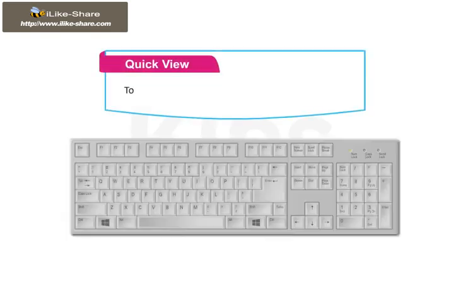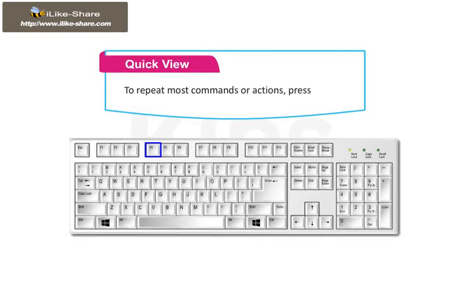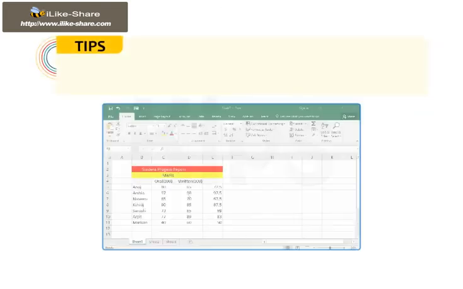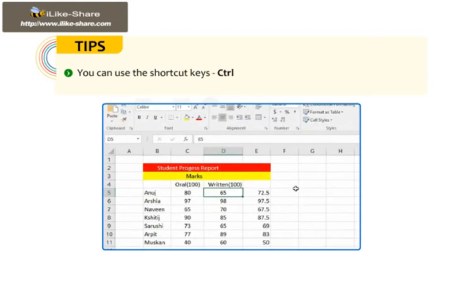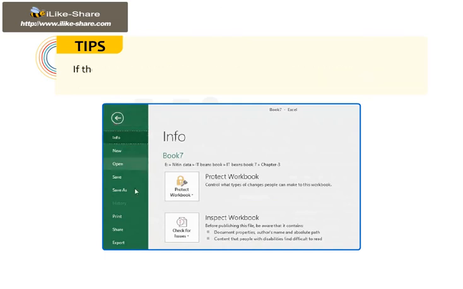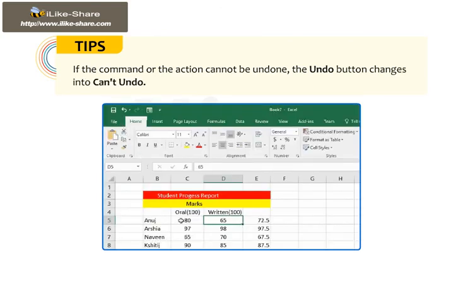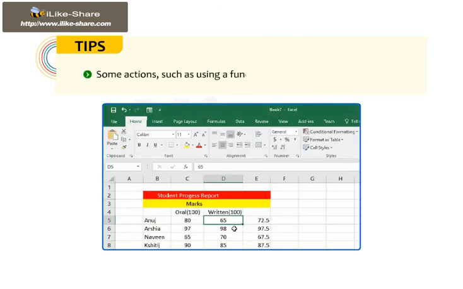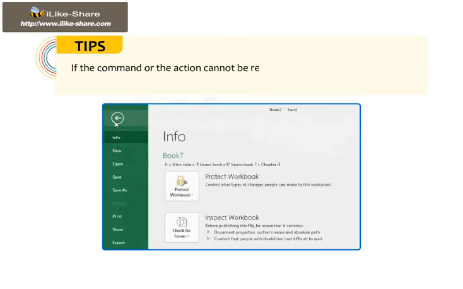Students, let us have a quick view. To repeat most commands or actions, press the F4 key. Students, let me share some interesting tips with you. You can use the shortcut keys Ctrl+Z for undo and Ctrl+Y for redo actions. Some actions cannot be undone, such as clicking any command on the File tab menu. If the command or the action cannot be undone, the Undo button changes into Can't Undo. Some actions, such as using a function in a cell, cannot be repeated. If the command or the action cannot be repeated, the Redo button changes into Can't Repeat.